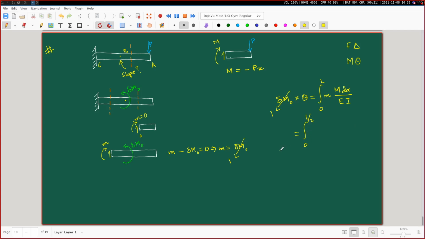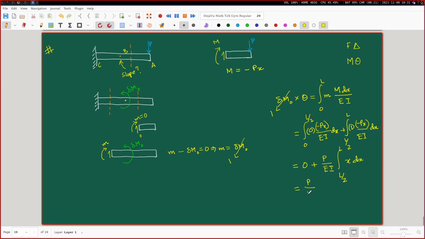So for 0 to L by 2, what is the value of small m? 0. Okay. What is the value of capital M? That is just minus Px. We don't need it because it is multiplied by 0, but let's, for the sake of completeness, write it. And then for the integration from L by 2 to L, what is the value of small m? It is 1. Okay, and then again minus px divided by EI dx. So this first integration is equal to 0, so no worries there. And in this second one, I can take out this P by EI out of the integration. What am I left with here? Integration L by 2 to L, x dx.